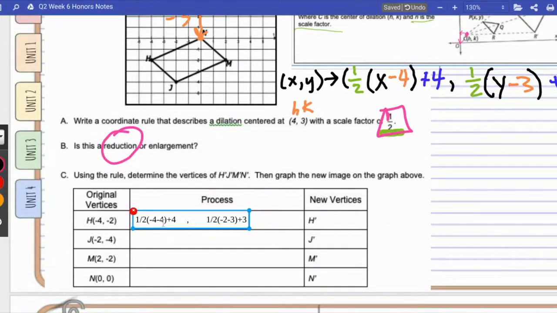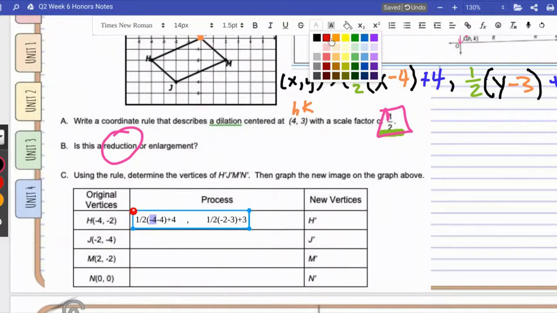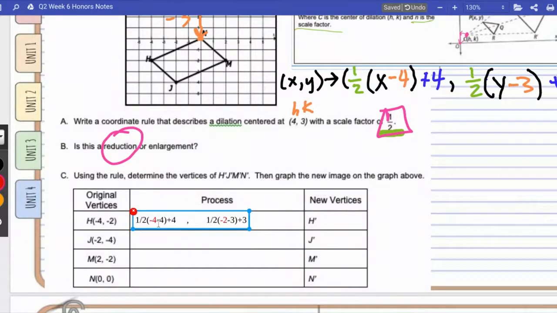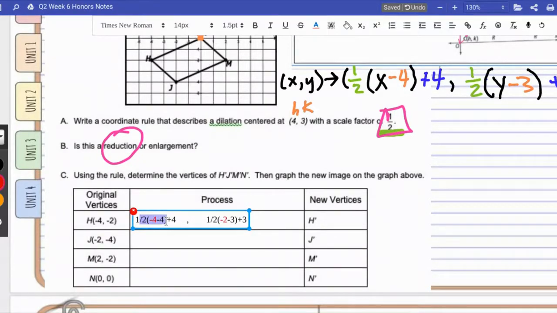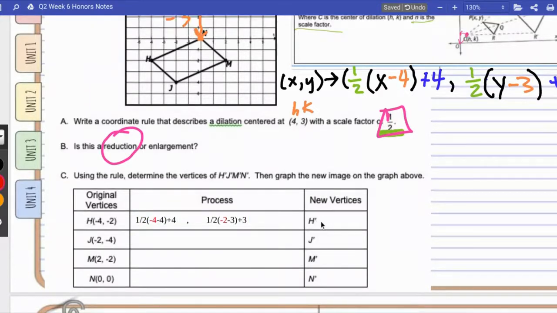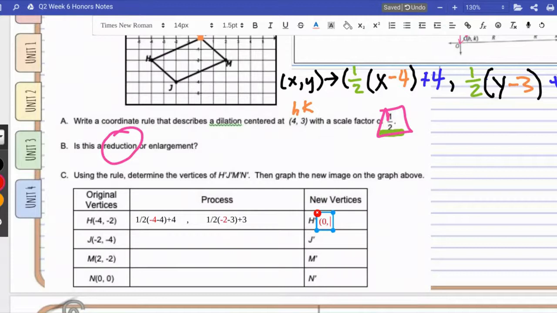So when I go through this process, all I did was substitute in the x and the y values for the original coordinate. Do my parentheses first. So -4 minus 4 is -8. Half of -8 is -4. And then we add 4 to it. We end up getting 0. Do the same thing with our y's. -2 minus 3 is -5. Half of -5 is -2.5, plus 3. -2.5 plus 3 is 1/2.